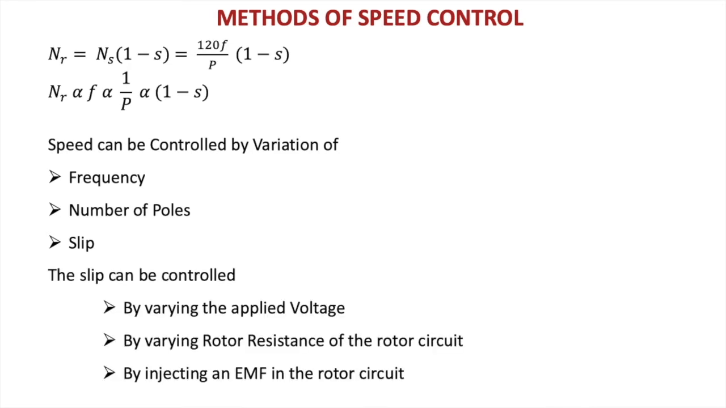And the slip can be varied by varying the applied voltage, the rotor resistance of the rotor circuit, and by injecting an EMF in the rotor circuit. But the last two methods, that is the rotor resistance variation of the rotor circuit and injecting an EMF in the rotor circuit, are only applicable for the slip ring induction motors, while all the methods can be applied to both the motors, the squirrel cage as well as the slip ring.